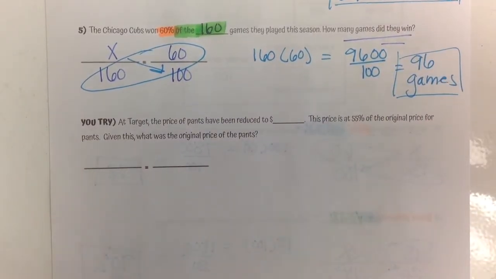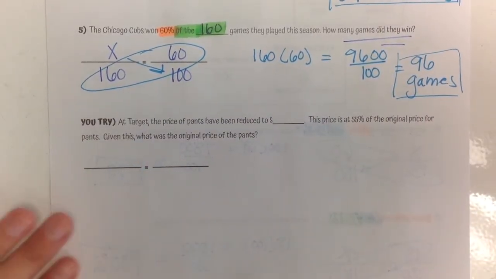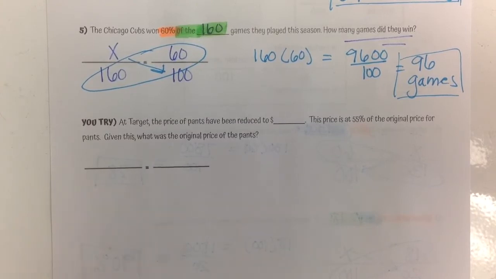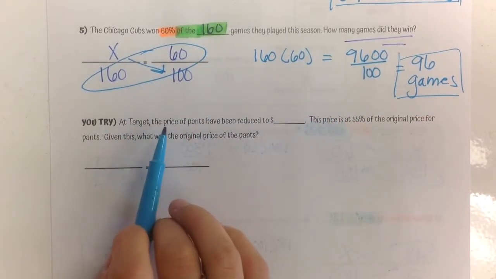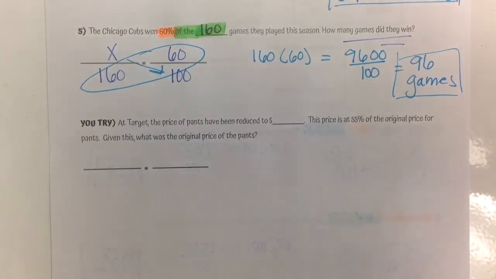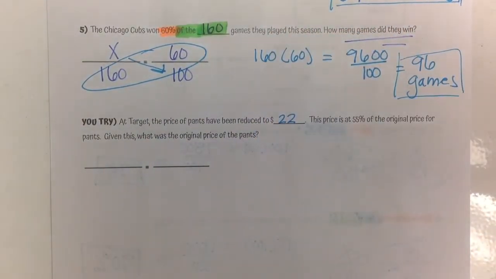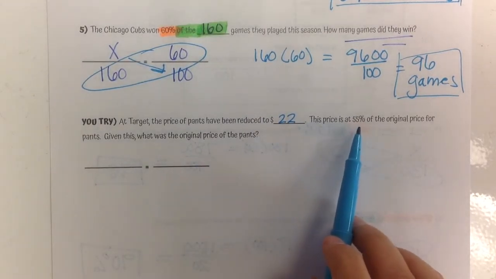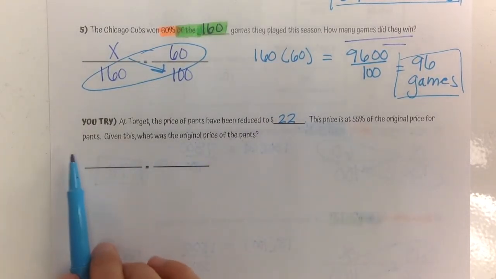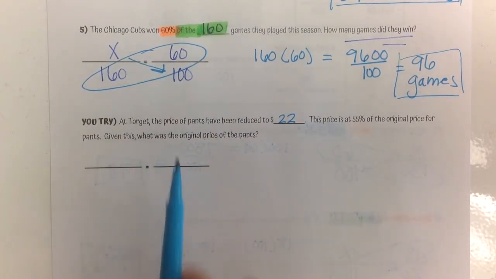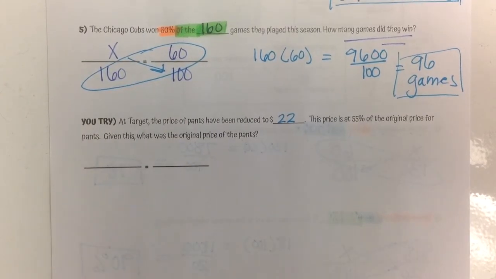Okay, now what I would like you to do is try this one on your own and get it checked by me when you're done. So, this problem, at Target, the price of pants has been reduced to $22. This price is 55% of the original price for pants. Given this, what was the original price? Go ahead and try that one on your own.